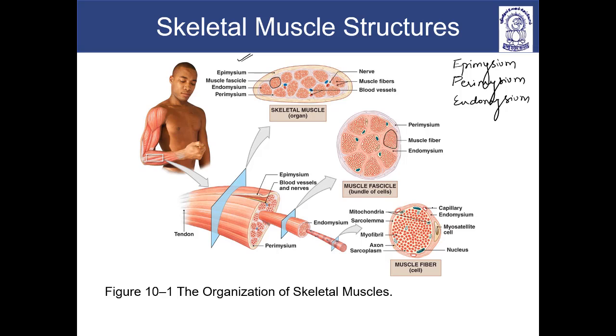Here you can see these are the capillaries. The outer membrane is endomysium. These are the myosatellite cells, and this is the nucleus. These are myofibrils, the axons of the nerves. This is sarcoplasm, sarcolemma, mitochondria. These are the fasciculi. They are guarded by perimysium, and one muscular fiber is guarded by endomysium.